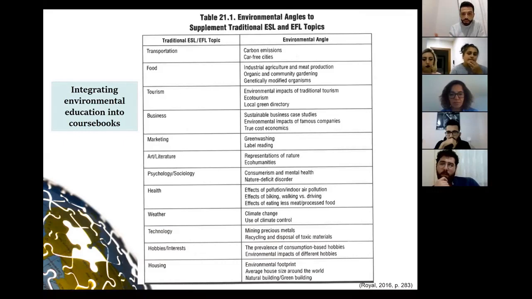In terms of, for example, if we're focusing on marketing, so you can focus on greenwashing or label reading.